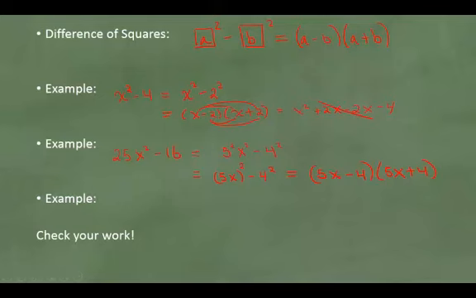Let's try one more. Can you guess what the factored form is? Yeah, it's 2x minus 3 times 2x plus 3, because 9 is just 3 squared. With practice, this will be easy.